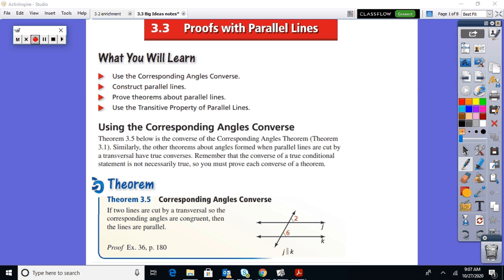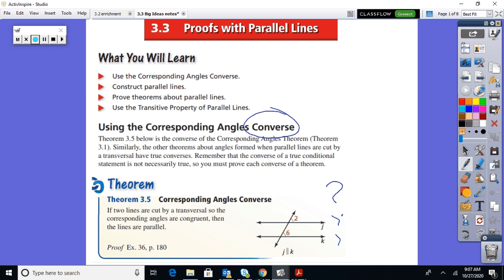All right, guys, welcome to the 3-3 notes, proofs with parallel lines. And today's lesson is all about the converse, party people. The theorems we're going to talk about today are just the converses of the ones we talked about in the last section. Big key here is we do not know the lines are parallel.